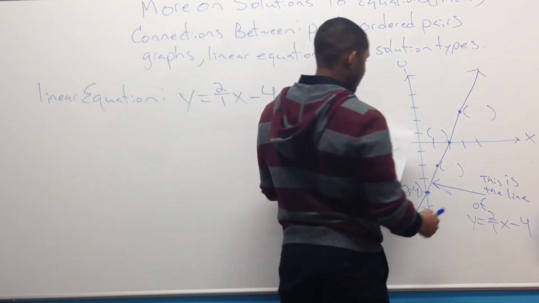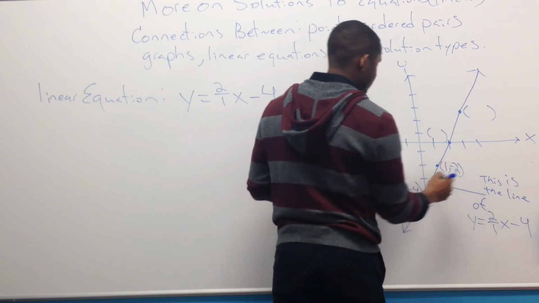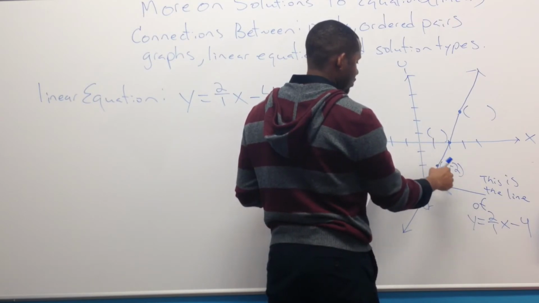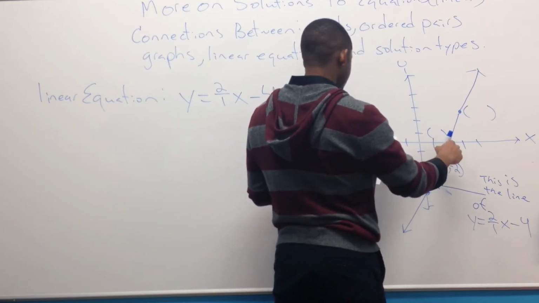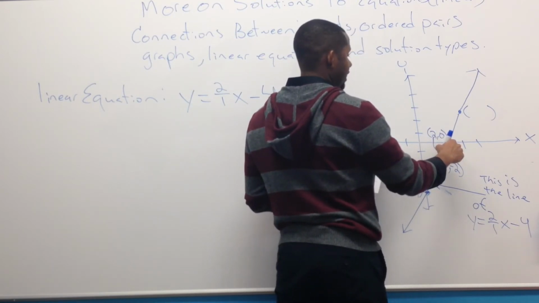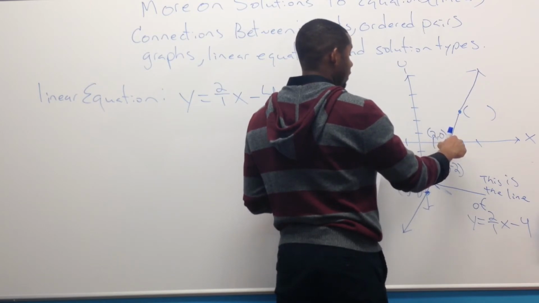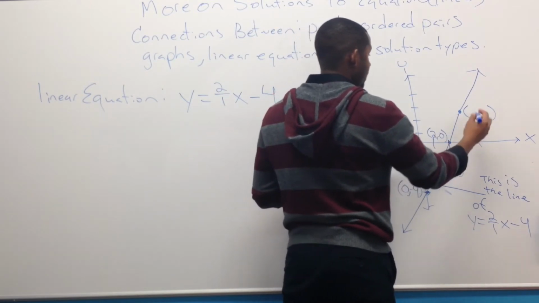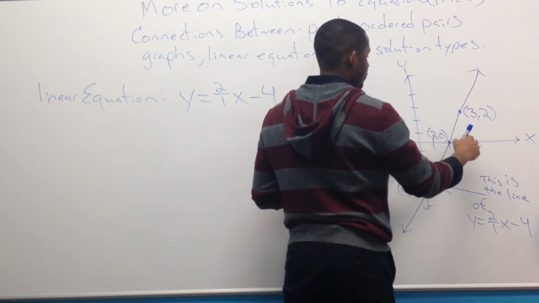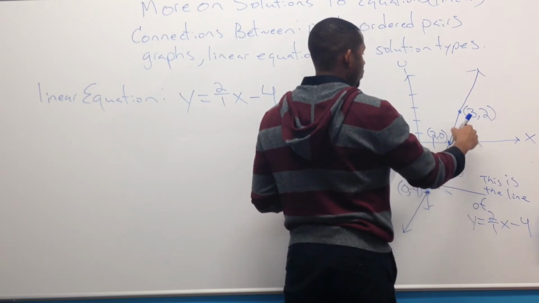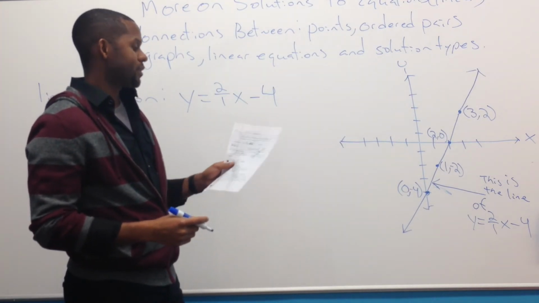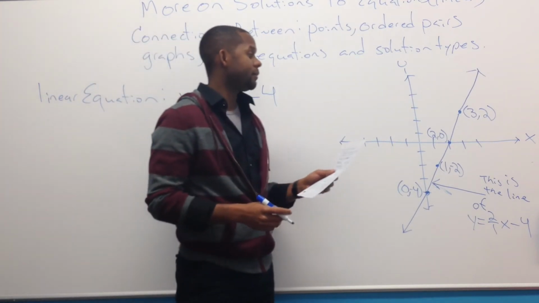Hopefully, you just did it, and you got that this is the point 1, -2. Move over 1, down 2. 1 on the x, down 2 on the y. This is the point 2, 0. Move over 2 on the x, and I move 0 up or down. I don't move up or down at all. That's why it's 0. This is the point 3, 2. Move over 1, 2, 3 in the x direction, and I go up 1, 2 in the y direction. So those are 4 points that happen to be on the line, okay?